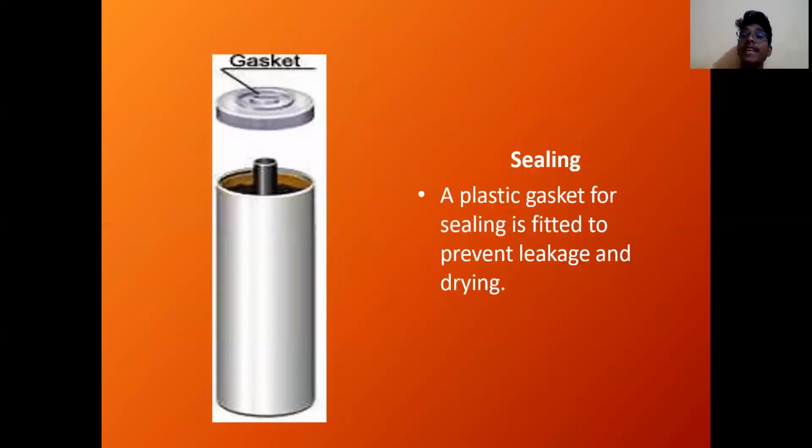So, the gasket. A sealing process, which is called a gasket, seals all the electrolytic particles, manganese, all cathodic substances and the carbon rod. We have to cover it with a gasket, which is the upper part of the dry cell, and which we can use as a positive or negative terminal. It also prevents leakage and the drying of the cathodic particles inside it. It is a plastic gasket for sealing. It is fitted to prevent leakage and drying.